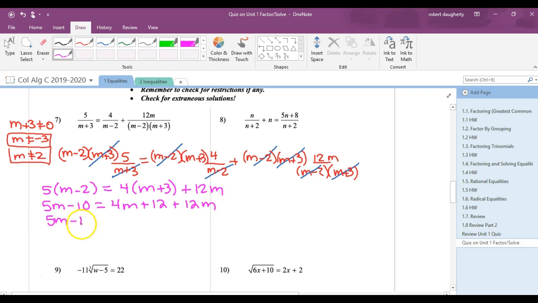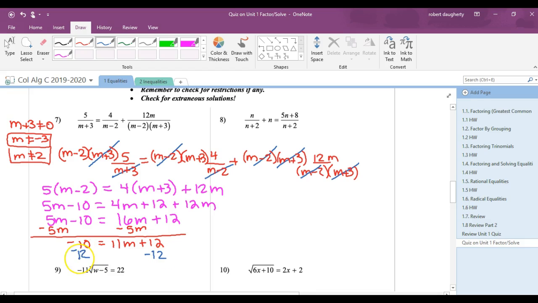Take as many steps as you need. 5m minus 10 equal what? 16m plus 12. I want to get the m's on one side and the numbers on the other. So let's subtract 5m from both sides. And I get negative 10 equal 11m plus 12. Now I subtract 12 from both sides. And I get negative 22 equal 11m. I divide both sides by 11. I get negative 2 equal m.